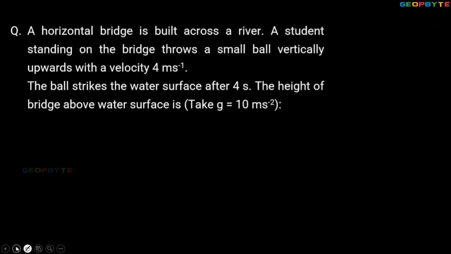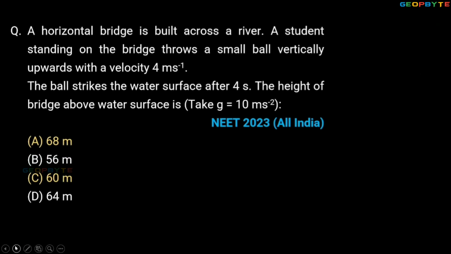Similarly, let us take another important problem. Look at the screen. It is asking like this: A horizontal bridge is built across a river. A student standing on the bridge throws a small ball vertically upward with a velocity of 4 meters per second.